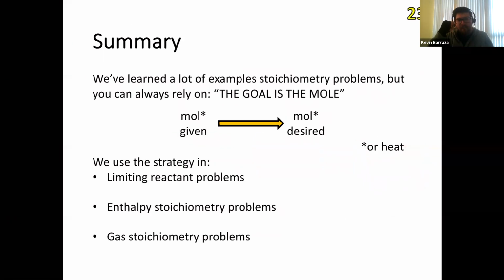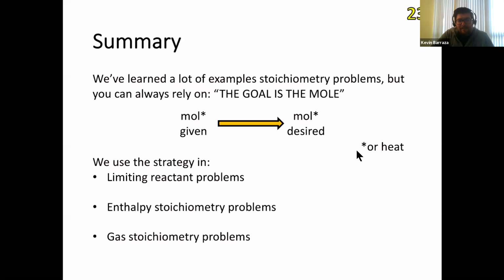Woohoo! This summarizes this lecture. Basically, the goal is the mole, and I want us to think of that as our central theme for trying to get to a desired answer. We want to make sure we understand that this is always going to be the center point of what we do. The rest is just how do I convert to moles or how do I convert out of moles?